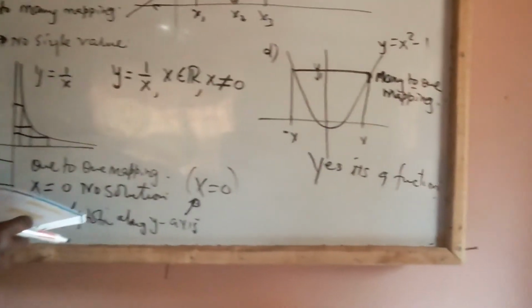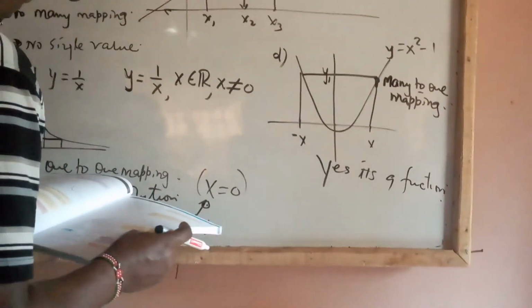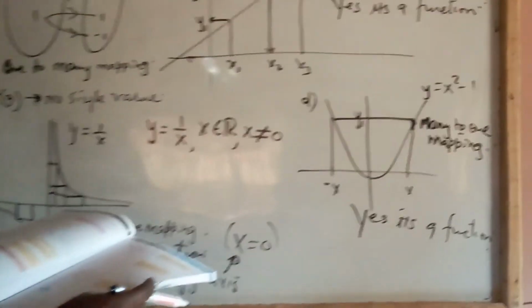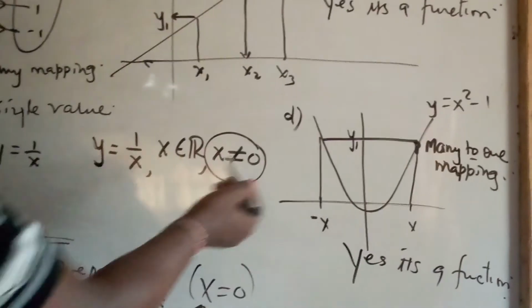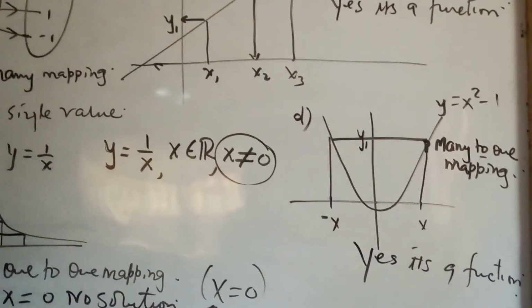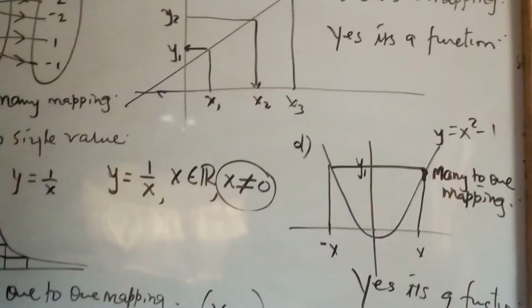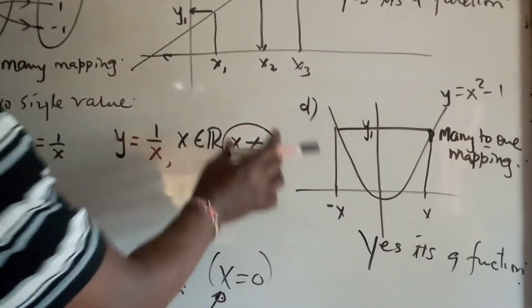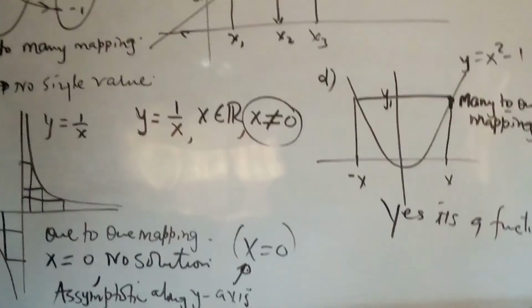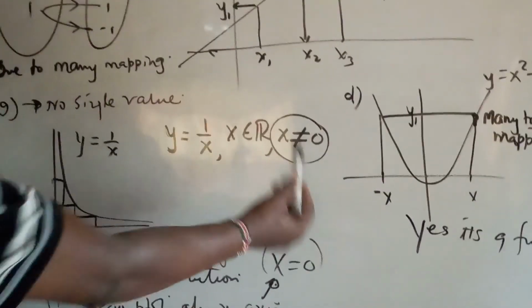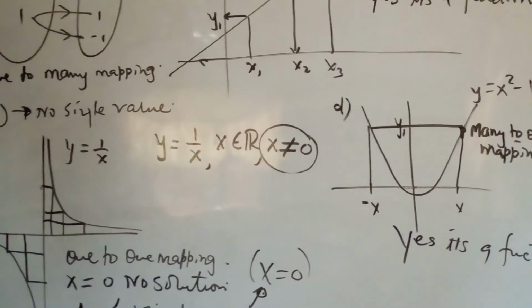If you read down there, watch out. Normally the domain is all the real numbers unless otherwise stated. And this is an example of that otherwise, which would have made part C a function. But because it is not stated, this makes part C not a function, because the otherwise is not stated. Okay.